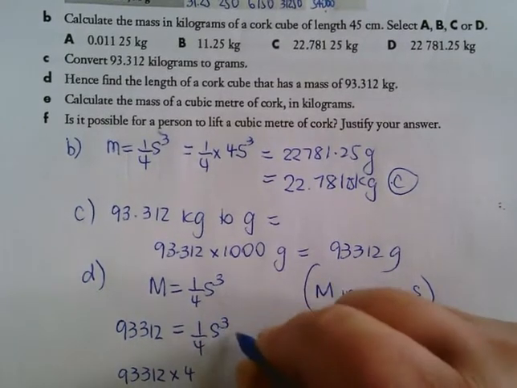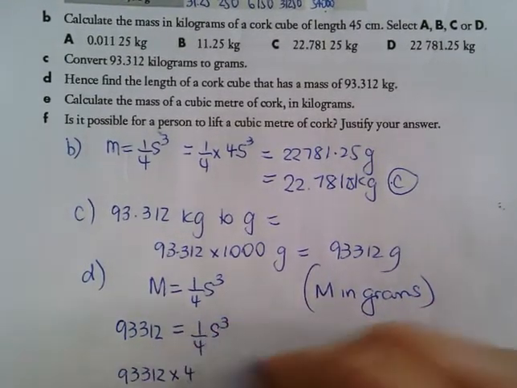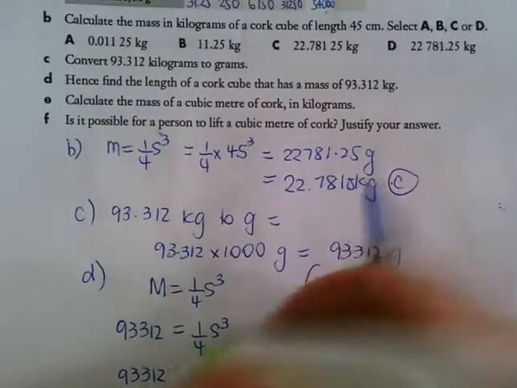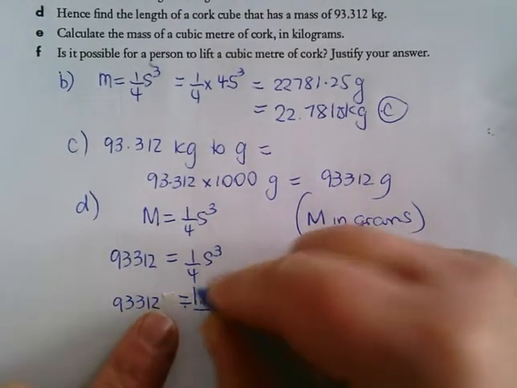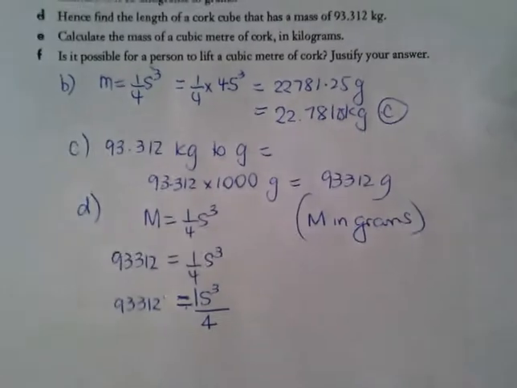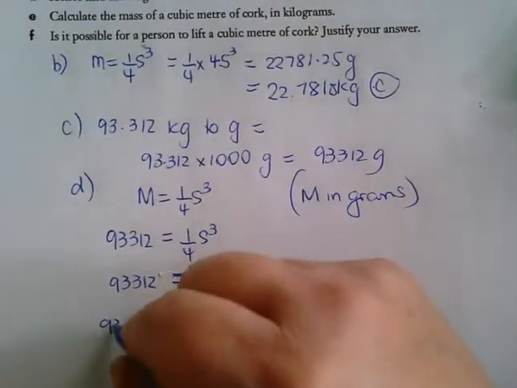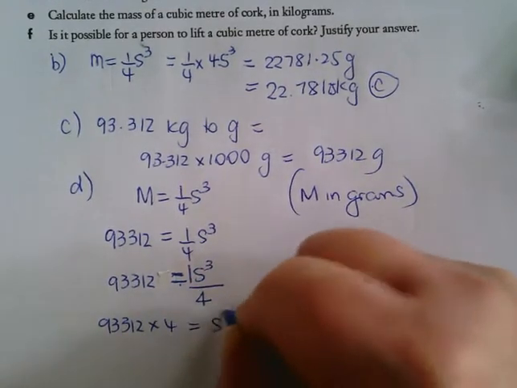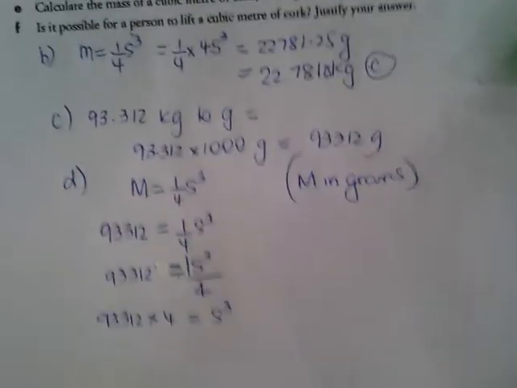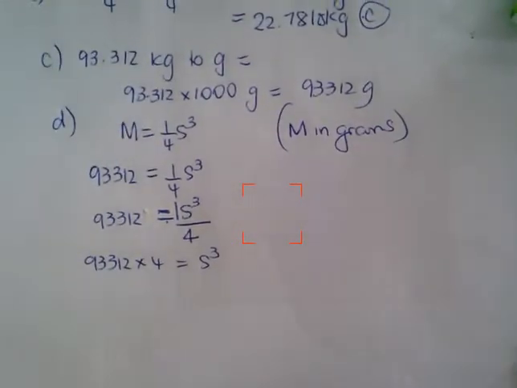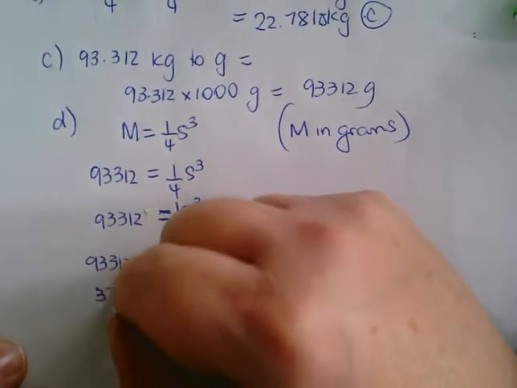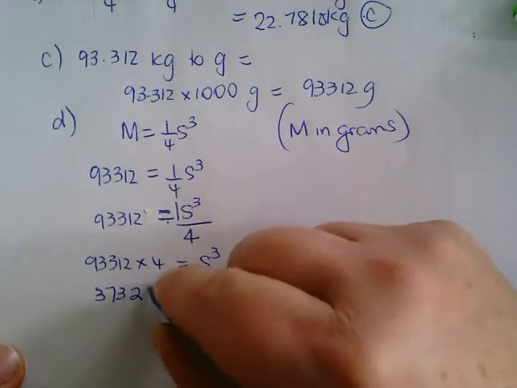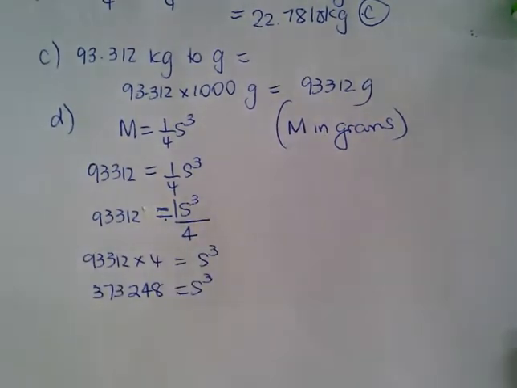93,312 times 4, because this is really S cubed. If you had to write that as a single fraction, isn't the S cubed on the numerator? It's really 1 S cubed on the numerator and 4 on the denominator. We okay with that? So now we do 93,312 times 4 equals S cubed. Anyone got an answer for 93,312 times 4? Isn't that 300 and... 373,248. Equals S cubed.